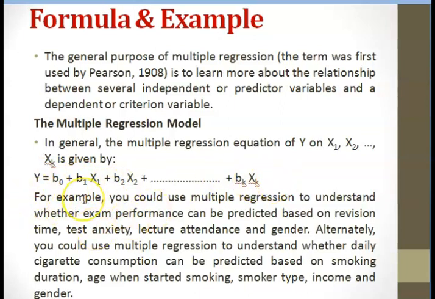For another example, we could use multiple regression to understand whether exam performance can be predicted based on revision time, that is how much time of revision is given to the student, test anxiety, lecture attendance and gender. Alternatively, you can use multiple regression to understand whether daily cigarette consumption can be predicted based on smoking duration, age when started smoking, smoker type, income and gender. This is how you can find out with the use of the multiple regression model.